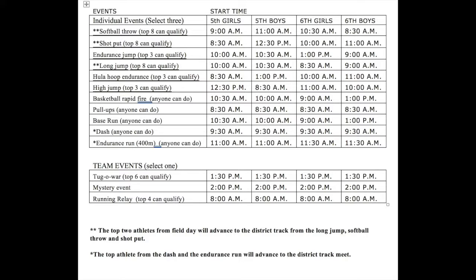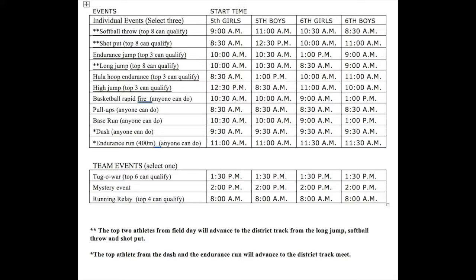If the event has 2 asterisks by it, that means we can send 2 boys and 2 girls from 5th and 6th grade to those events. For example, we can have 2 people do the softball throw, the shot put, and the running long jump.